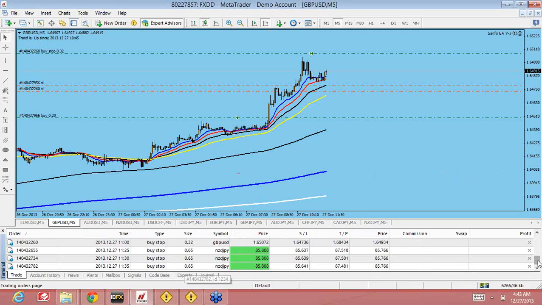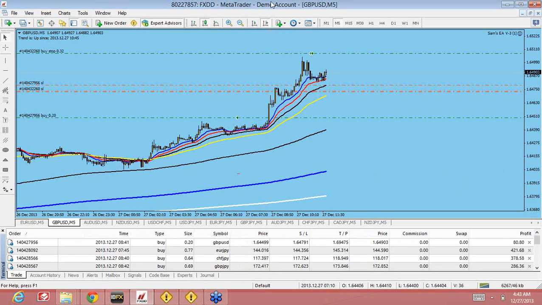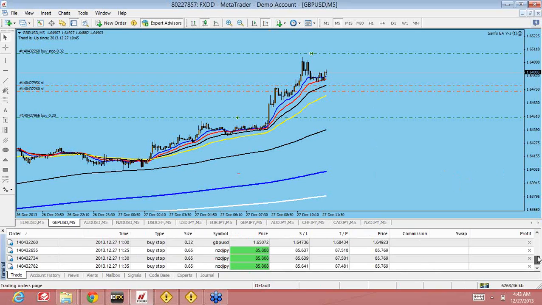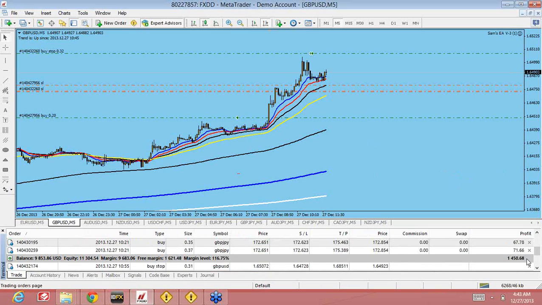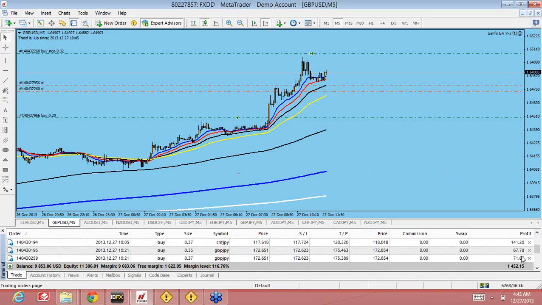0.65. So far, from 2 o'clock till now, within 2.5 hours, my floating profit, you can see here, is 1450. You see all these open orders here? All of these, this is auto largest. It's all based on seven mini, six mini, two mini, seven mini, because the amount of the demo account is 10,000. I should have made 3,000 and see what it does.